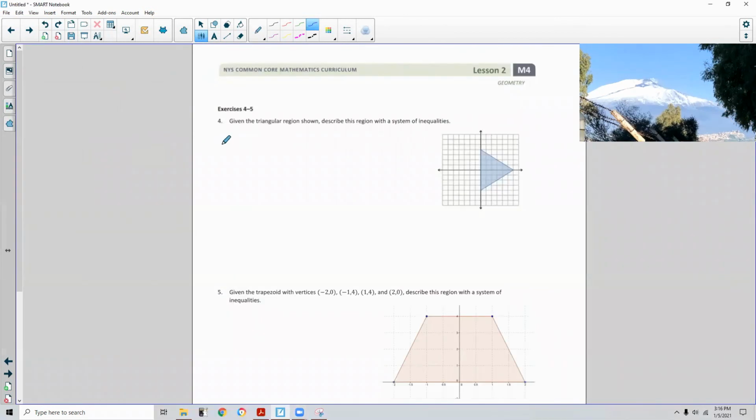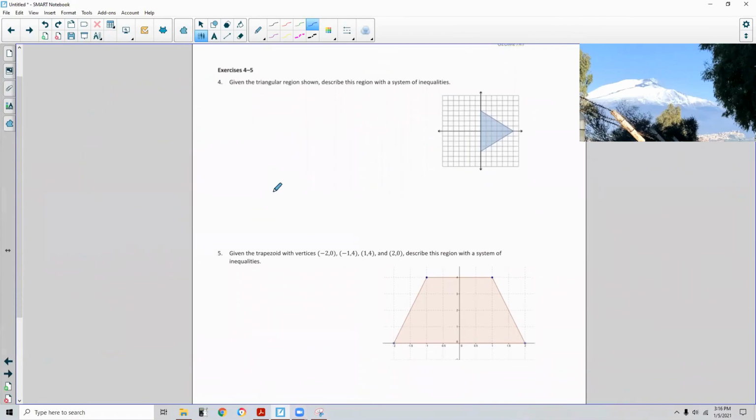Okay, page 5, exercise 4 and 5. So pause the video, see if you can do these, and come back and let's check.